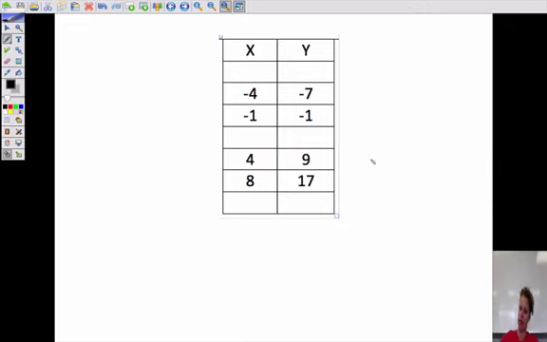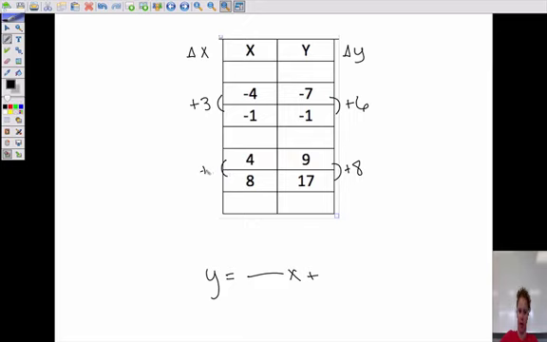Again, here we're missing some of our information, but we can go ahead and fill in our blanks. We're going to have rise over run times x plus some b. If we have our change in y column, from negative 7 to negative 1, that's adding 6. And from 9 to 17, well, that's adding 8. So we don't have the same there, but watch what happens. If we go over here to our change in x, from negative 4 to negative 1, well, that's adding 3. And from 4 to 8, that's adding 4.